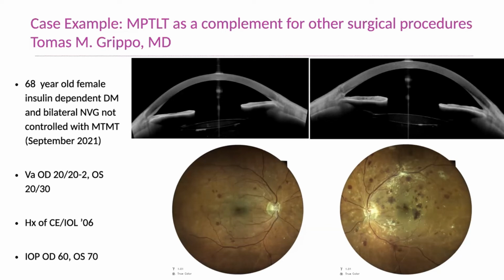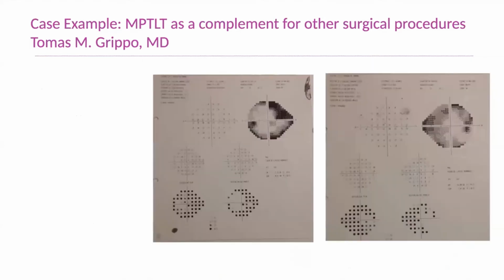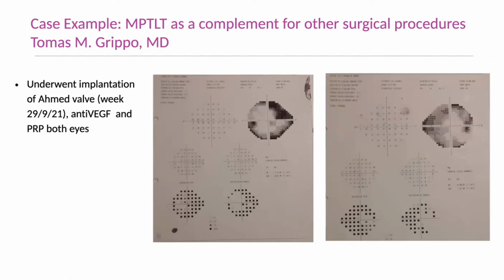And of course, I had to intervene as soon as possible. So within a week, this is actually her visual fields. Within a week, she got placement of AMIT valves in both eyes, anti-VEGF, and just a few weeks after, she started PRP treatment. And I would like to also discuss, once I'm done with this, why I did not choose MicroPulse TLT for this right away, as a primary procedure for this specific case.